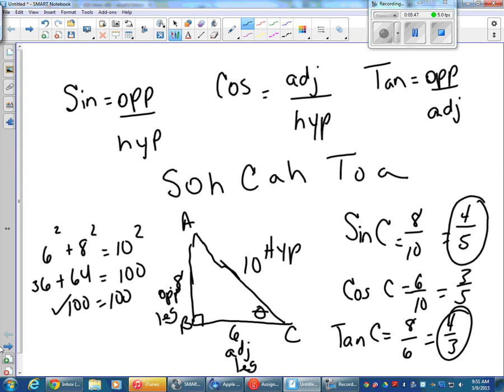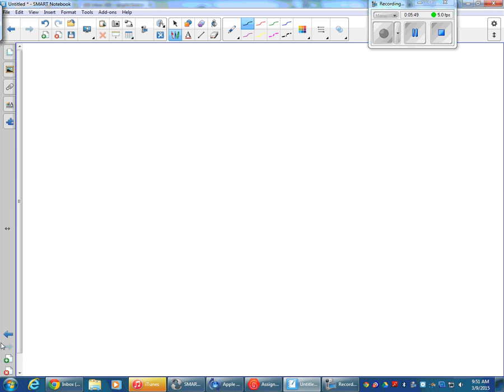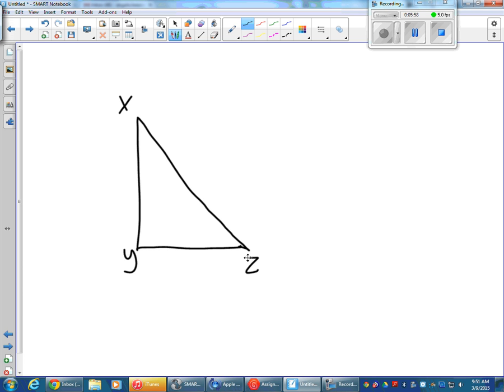And your problems today are just going to have some different sides on them. It's just going to be a random triangle drawn out, something like this. They may say something like X, Y, Z. Let me put some lengths on here that I know work out. Let's do 5, 12, 13. That's a right triangle. I'm not even going to check it. You can trust me on that one. It might say, what is the sine of X? Or it might say, what is the tangent of Z?